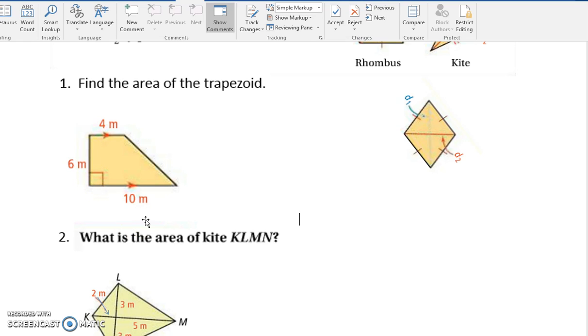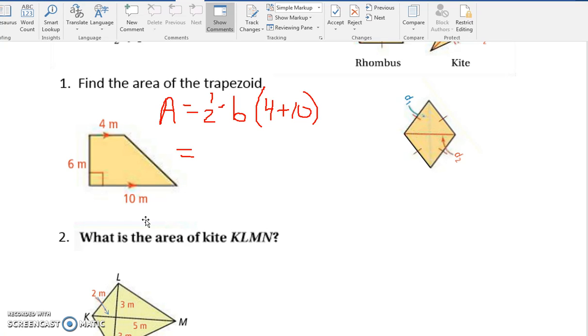So this one's pretty simple. Just plug the info in. Our formula is 1/2 times the height, which is 6. That's a 6, not a b, times the sum of the two bases. So we have 4 plus 10.